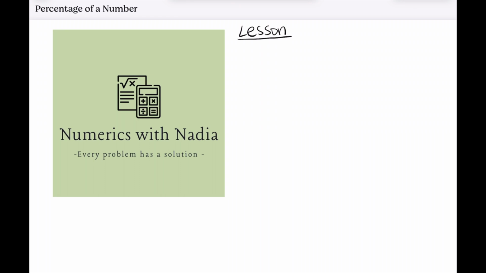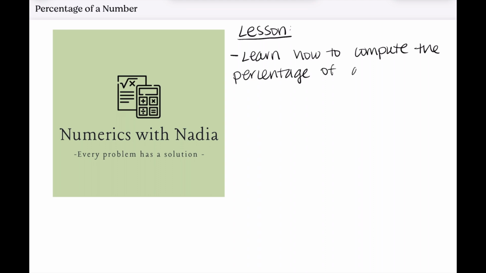In today's video, we're going to go over how to find the percentage of a number. This is usually a topic that a lot of students struggle with trying to understand. So we're going to go through our lesson plan and try to figure this out. In our lesson today, we are going to learn how to compute the percentage of a number, right?